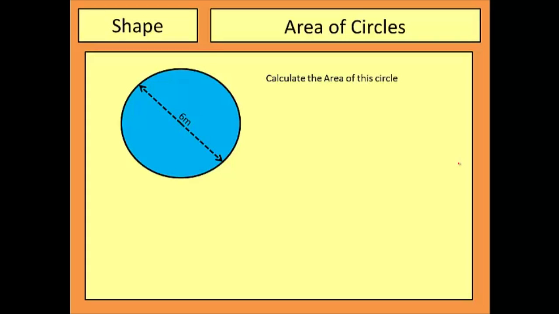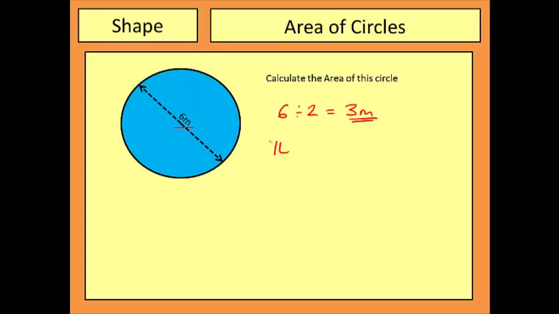In this second example it's slightly different. Instead of giving me a radius, what they've actually given me is a diameter. Now you need to remember the relationship between the diameter and the radius of a circle. If the diameter is 6, then to find the radius I'm going to divide by 2, and the radius of this circle is actually 3 meters.